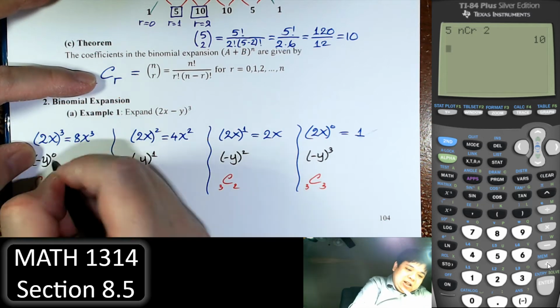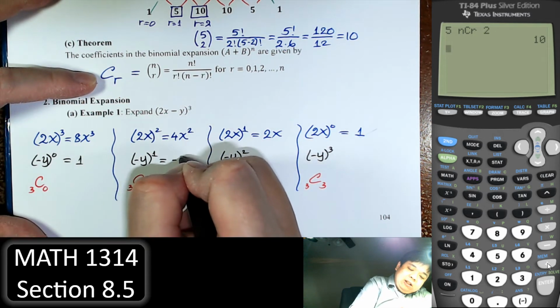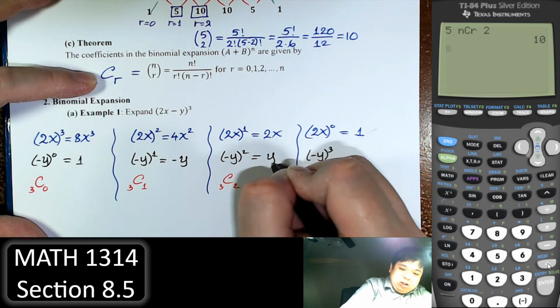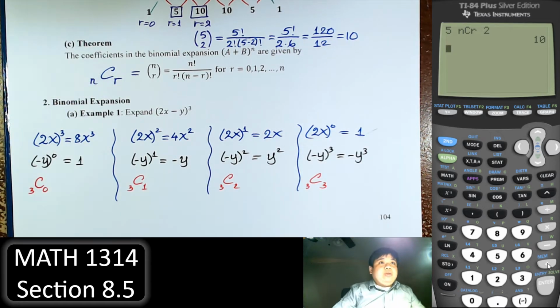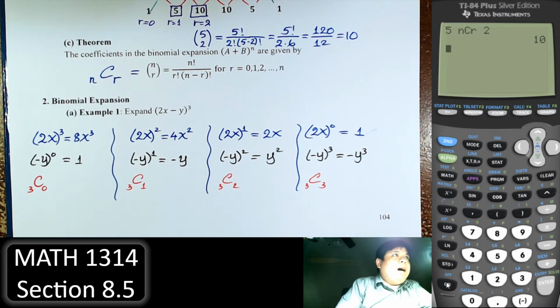Next, anything to the 0 power is 1, negative y, negative y times negative y is y squared, negative y cubed. Now the coefficient. So we're going to pick 0 out of 3, pick 1 out of 3. So I'm just going to do this.